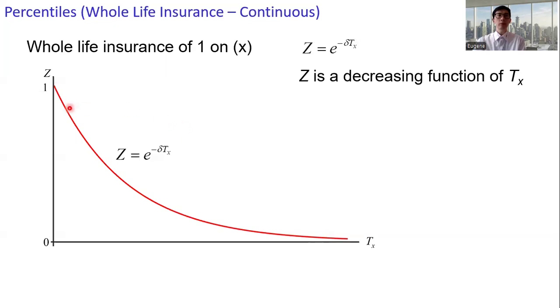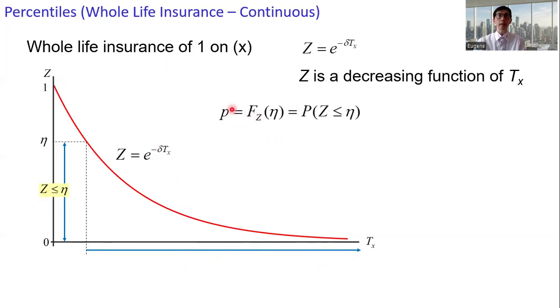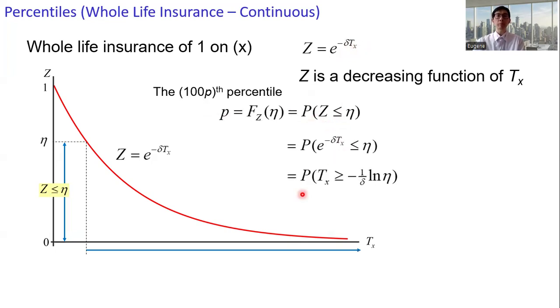Let Z equal a particular value, say eta. The event Z less than or equal to eta can be rephrased in terms of Tx. Tx is greater than or equal to a particular value. Let's consider the probability that Z is less than or equal to eta, and here p corresponds to the 100 times pth percentile of Z. Rewrite the probability statement in terms of Tx. Solving for Tx here, we get the probability that Tx is greater than or equal to this expression.